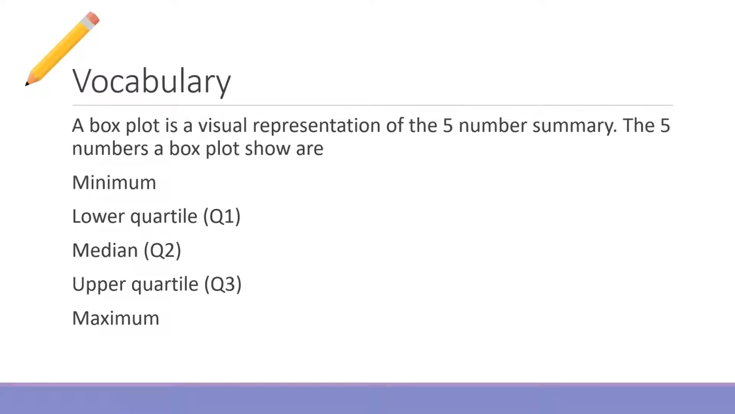The 5 numbers a box plot shows are the minimum, the lower quartile, the median, the upper quartile, and the maximum. This is why I said, don't worry, we're going to look at the upper and lower quartile in a sec. So those are the different parts.